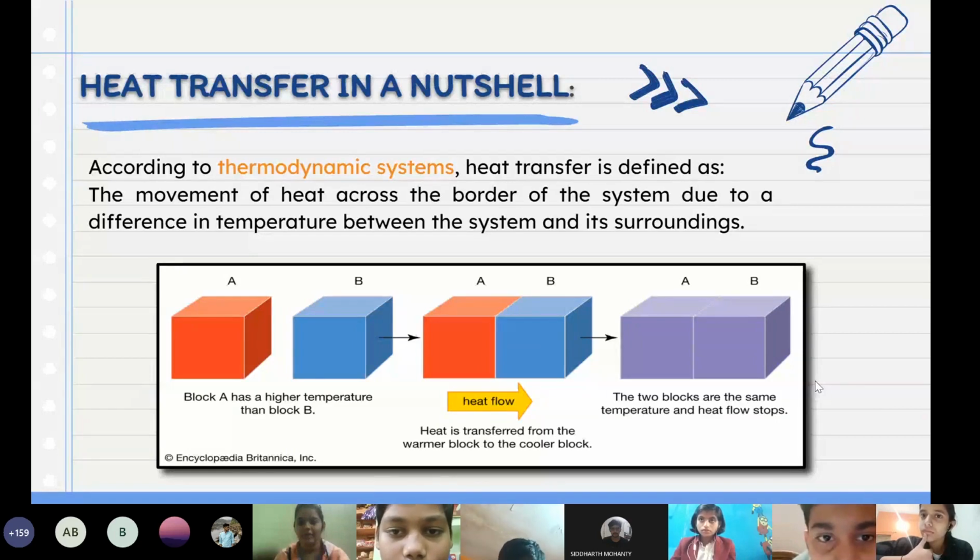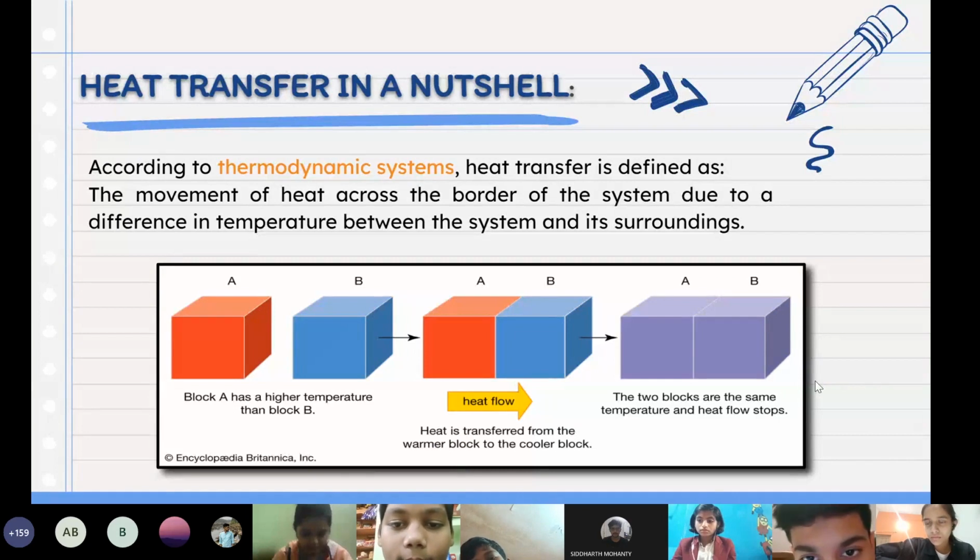Let's understand that with an example. Suppose there is a hot body that is at a higher temperature, and there is a cold body that is at a lower temperature. Name them A and B. When you bring them in contact with each other, or there is any medium between them through which heat can pass, then there is a heat flow from the hot body to the cooler body till both of them acquire the same temperature.